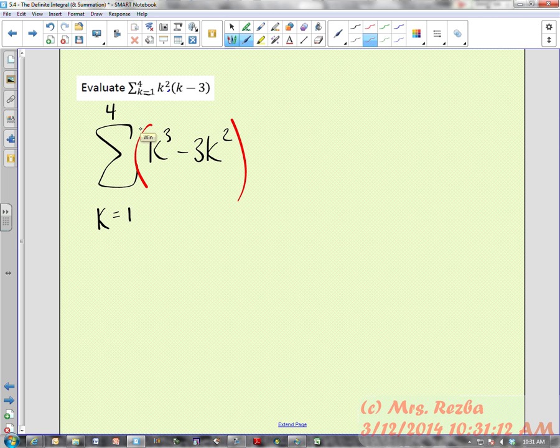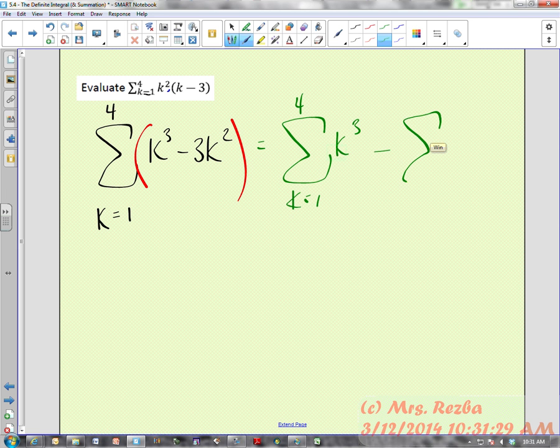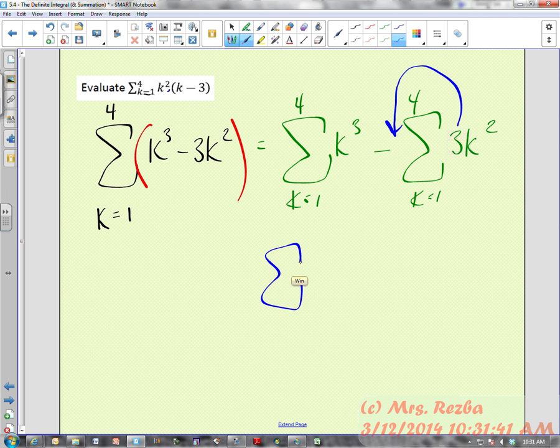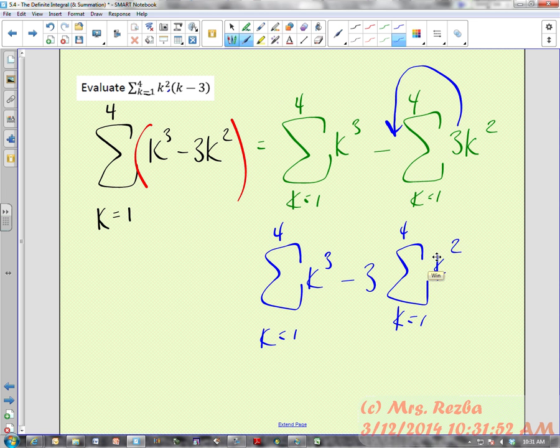Anyway, we have to do the parentheses to know that our sum is modifying the entire difference. So now let's use our basic summation rules. We are going to have the summation from k equals 1 to 4 of k cubed minus the summation from k equals 1 to 4 of 3k squared. Just like with integrals, just like with derivatives, we can pop the 3 out. So we have the summation from k equals 1 to 4 of k cubed minus 3 times the summation from k equals 1 to 4 of k squared.